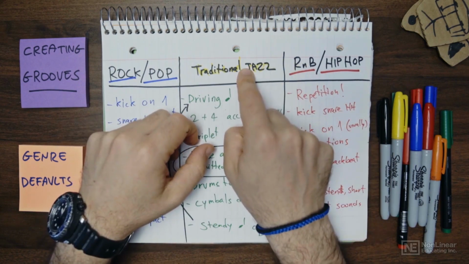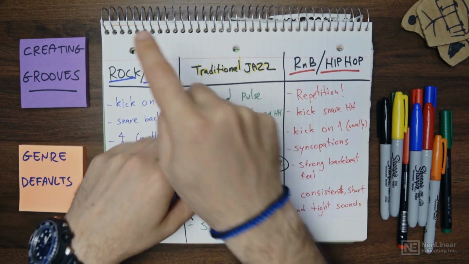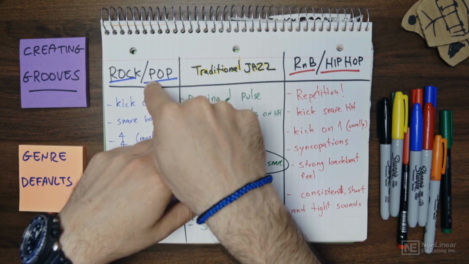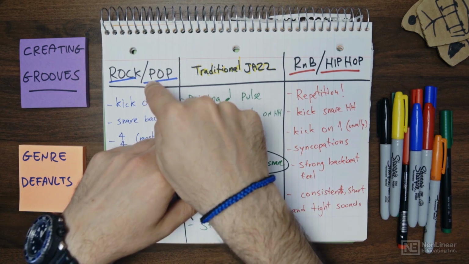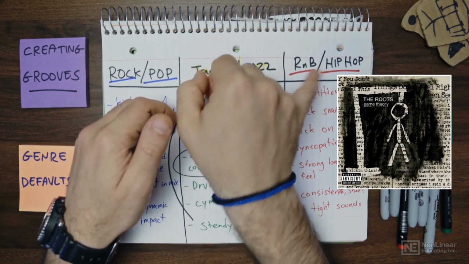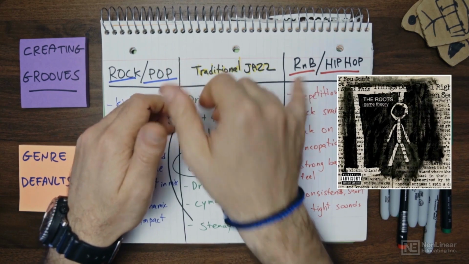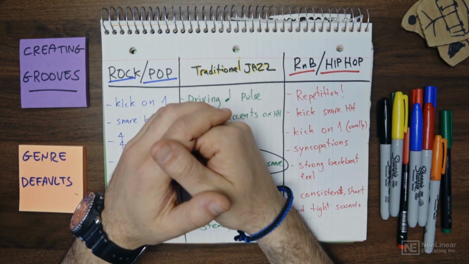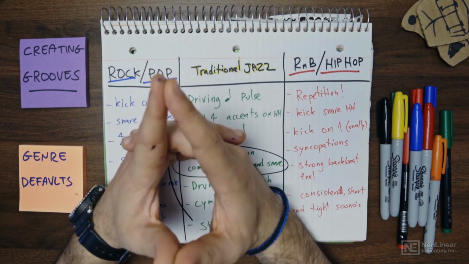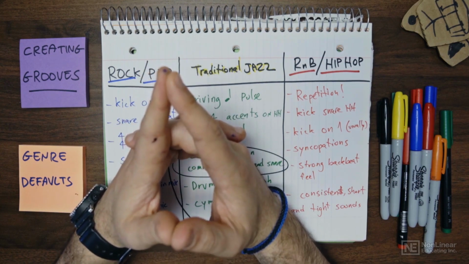A jazz groove can be heavy. A rock groove can be in 5/4, for example, and if you listen to the Game Theory album by The Roots, you'll hear many beat variations and even odd time signatures in a hip-hop environment. So don't view these as hard instructions, but more of a recommended guideline that you can just choose to ignore.